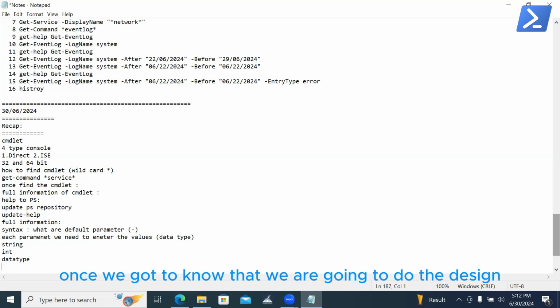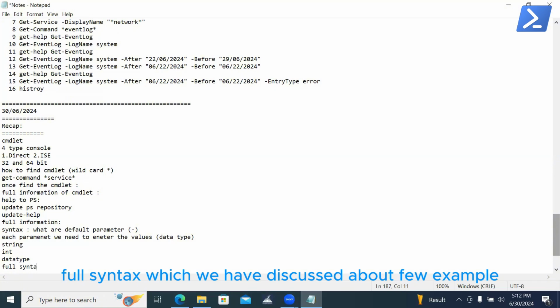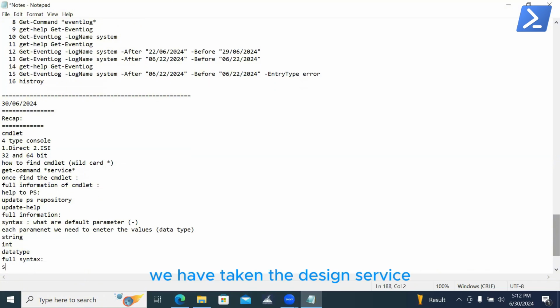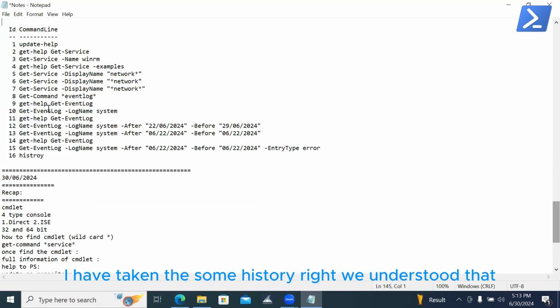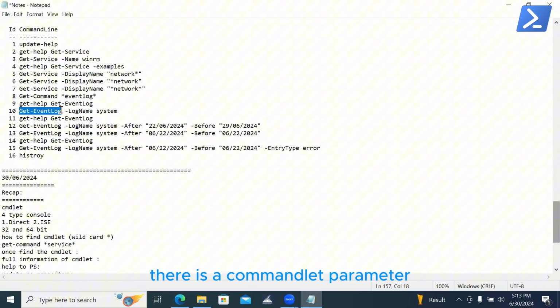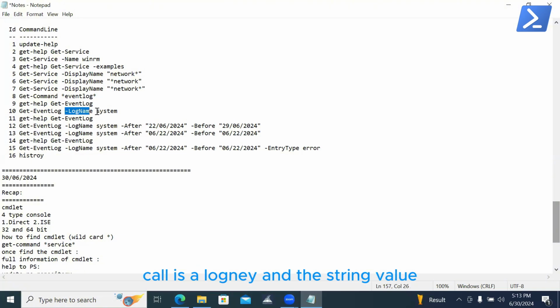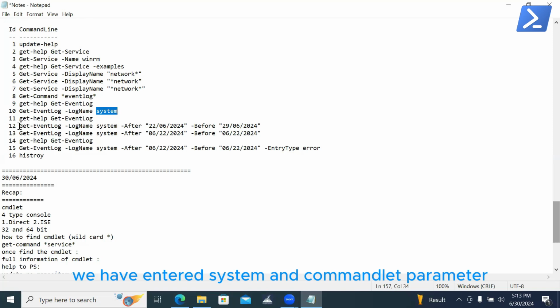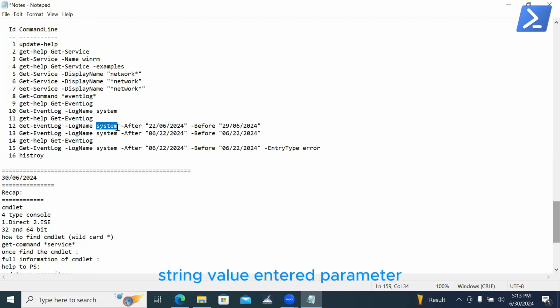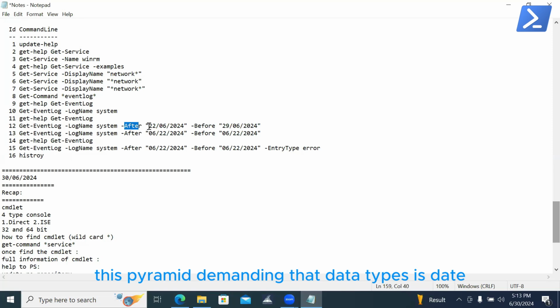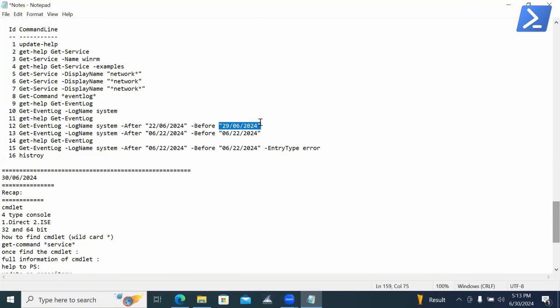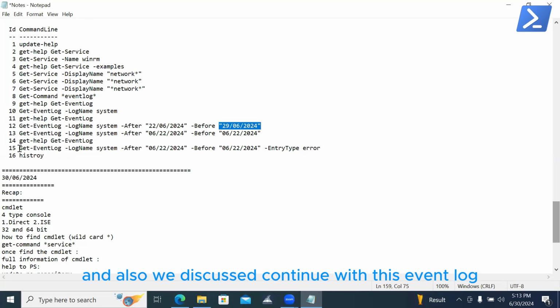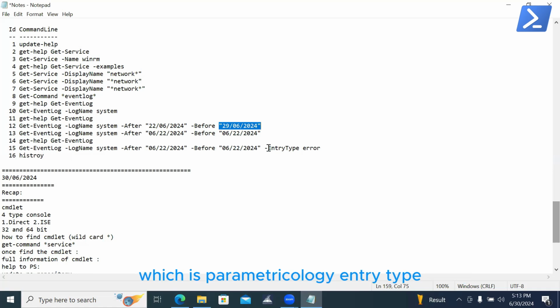And once we got to know that, we are going to build the full syntax, which we have discussed with a few examples. We have taken service, and we have taken the event log, right? If you see the example, I have taken some history. We understood that there is a commandlet parameter called LogName, and the string value we entered was System. Another parameter demands a data type of date, and we entered the date. We also continued with this event log, and I needed to filter only the error log, which is the parameter called EntryType.